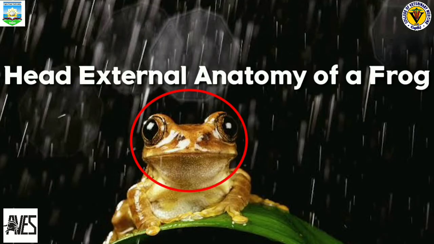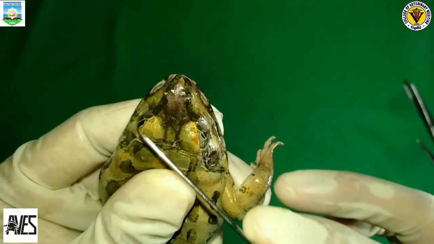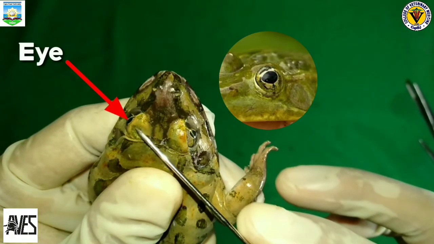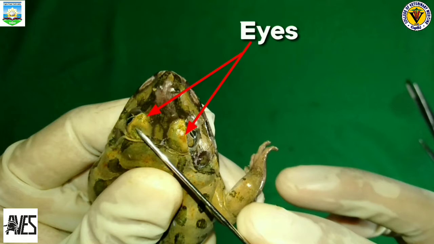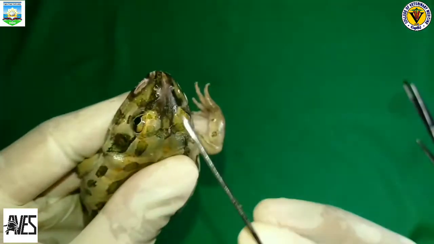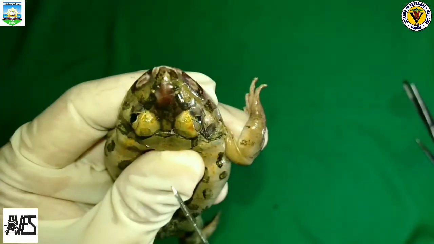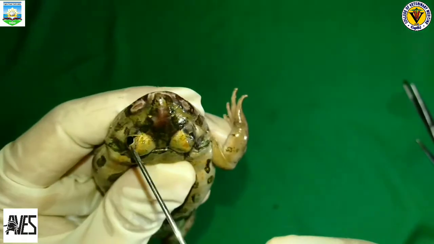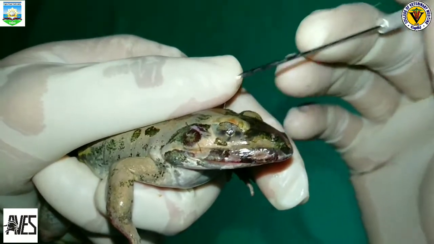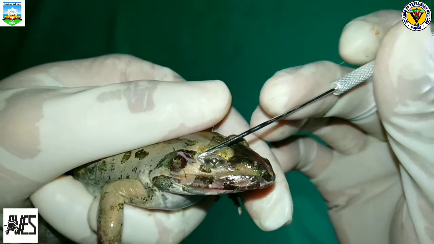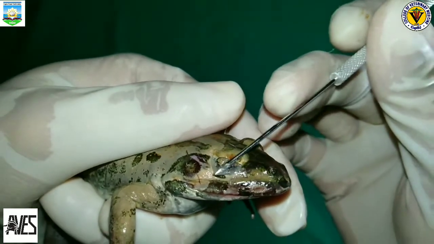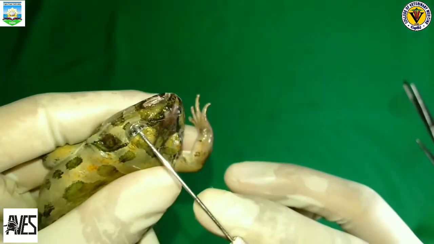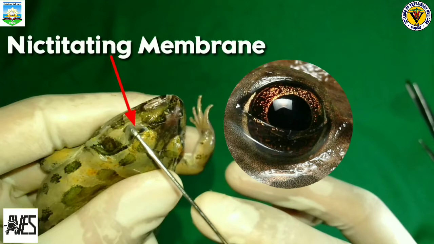Head external anatomy of a frog. This is the eye of the frog. A frog's eyes positioned atop the head give frogs a field of vision of almost 180 degrees. This peripheral vision helps them spot predators and prey. We can notice that the frog's eye is covered by a lower semi-transparent eyelid. This transparent eyelid is what we call the nictitating membrane that covers the frog's eyes.